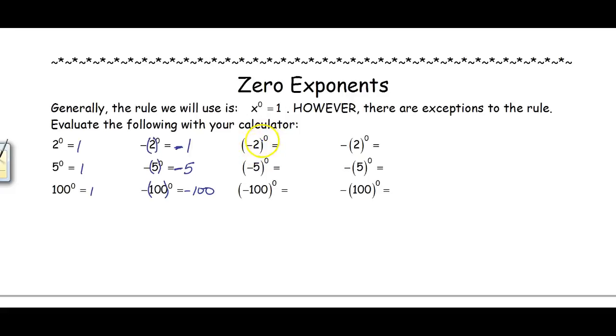All right, negative 2 raised to 0. Now remember, it does not matter what number is raised to 0, it's always going to equal 1. So negative 5 raised to 0. Negative 100 raised to 0. Okay, and then this is the same way we kind of talked about. Okay, so remember this goes here, this goes here, this goes here, then the negative just comes along with it.